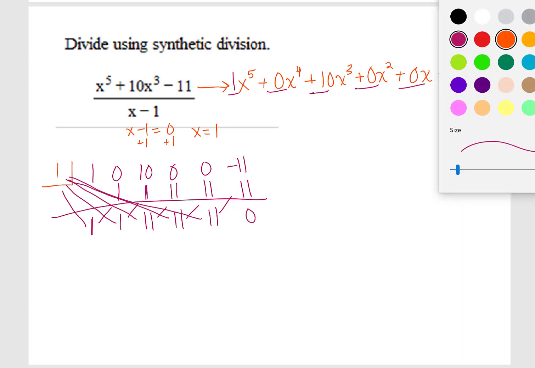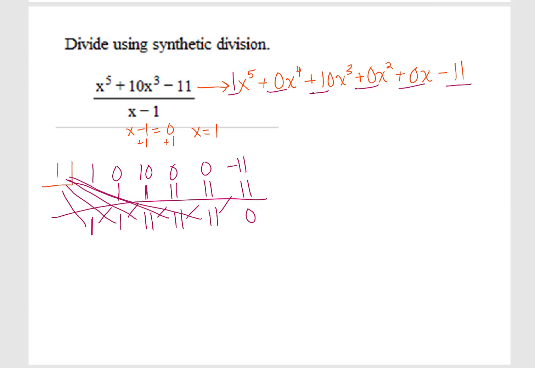Okay? We are starting 1 power less than what was in our numerator, so x to the 4th. So we have 1x to the 4th plus 1x cubed plus 11x squared plus 11x plus 11, and then our remainder was plus 0 over our original denominator, x minus 1.